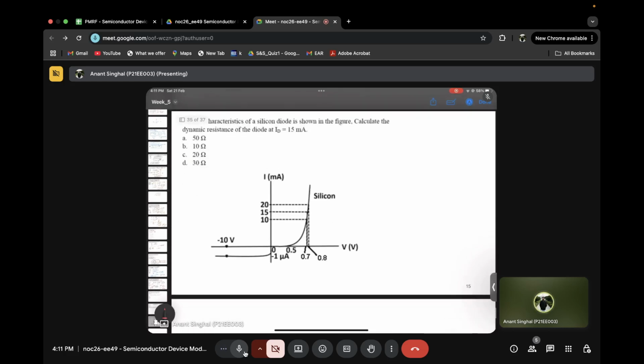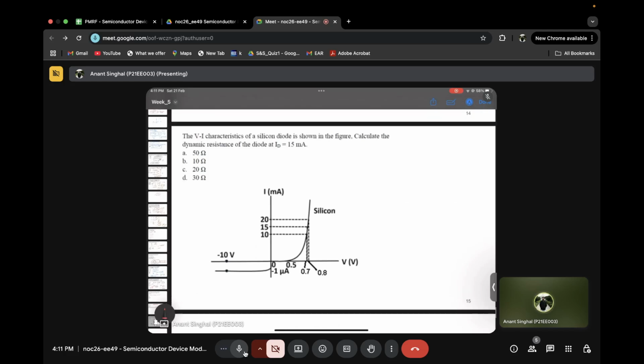Okay, let's move ahead. It says that we have the IV characteristics of a silicon diode, which is shown in the figure. We need to calculate the dynamic resistance. So resistance is nothing but, what is Ohm's law? Change in voltage by change in current, right? So we just need to find the slope of this and we'll be able to find this resistance.